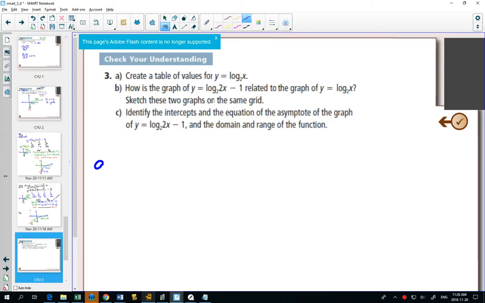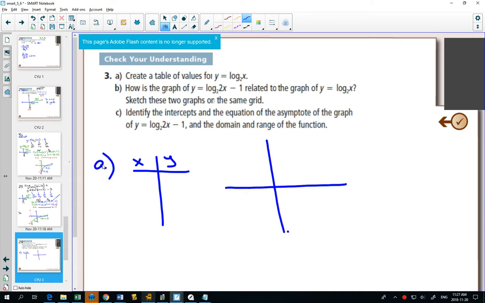Part A, create a table of values for log base 2 of x. What are the points you know on log base 2 of x? There's your log base 2 of x. The key first 2 points you have on that graph are (1, 0) and (2, 1).